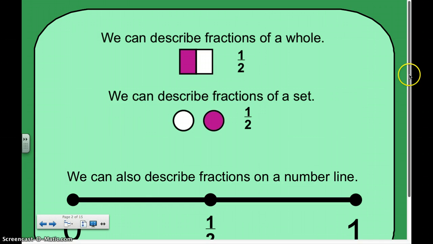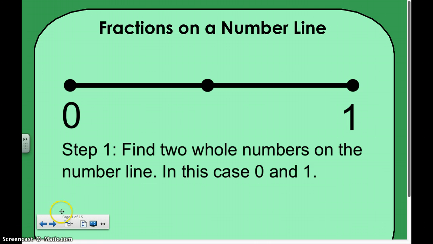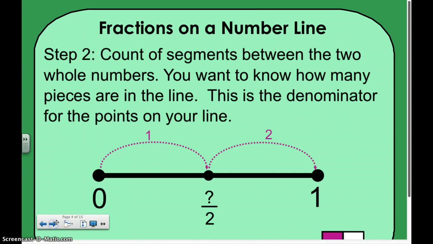We can describe fractions as part of a whole, which is what we've always discussed in class, but we can also describe fractions as part of a set. So I have two items here and half of the set is colored pink. And we can also describe fractions on a number line. To work with fractions on a number line, first you need to find the whole numbers. 0 and 1 are the whole numbers on this number line.